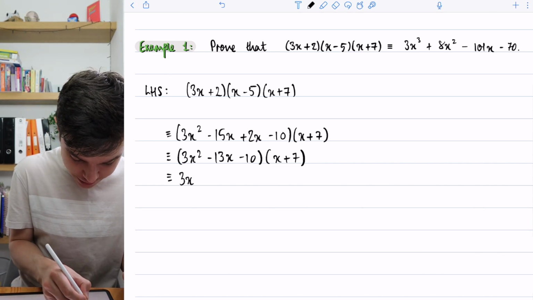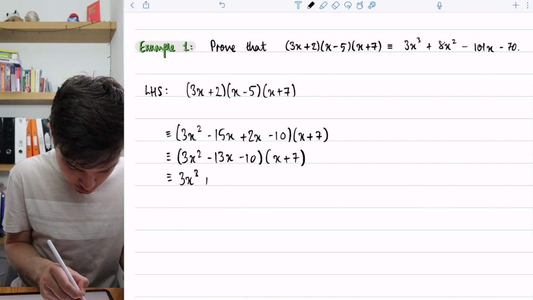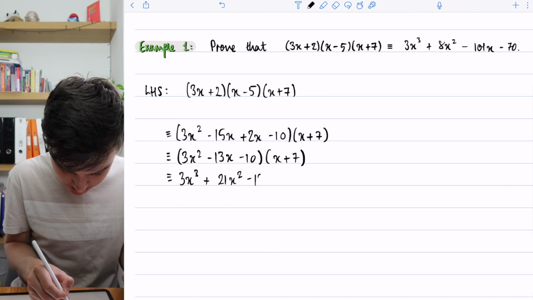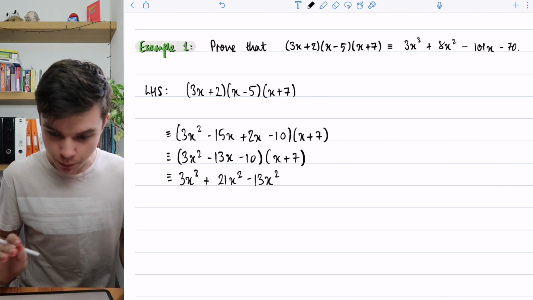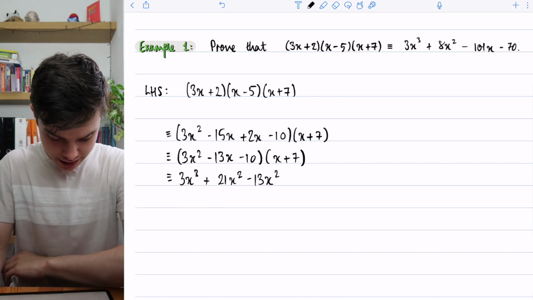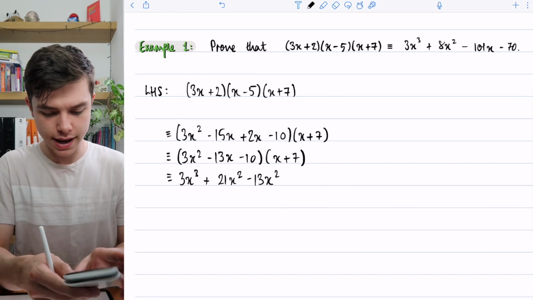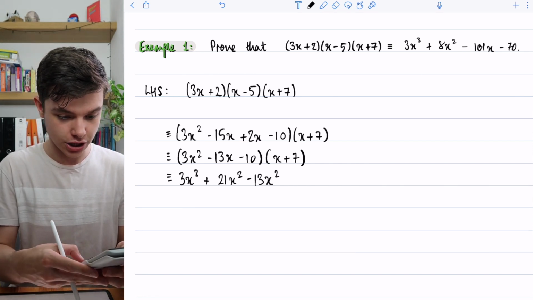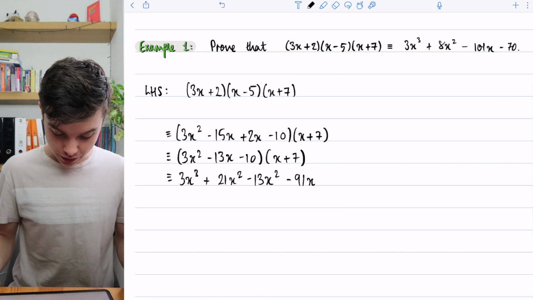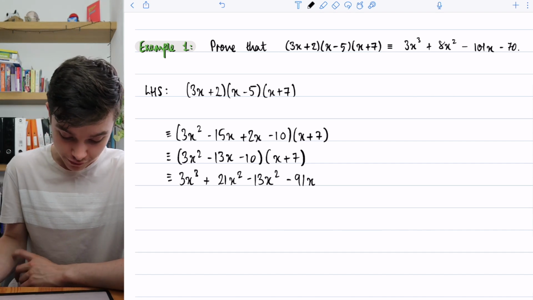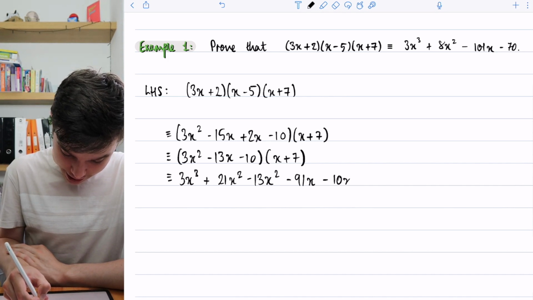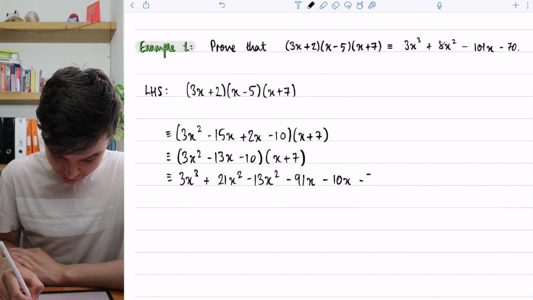We're going to have 3x cubed plus, what's that going to be, 21x squared minus 13x squared. And what is 7 times 13? Let me double check that with a calculator. It is 91. So we're going to take off 91x there, okay? In an exam, you might want to do a bit of side working if you want. So we get 91 there, then you get minus 10x, and you get minus 70.